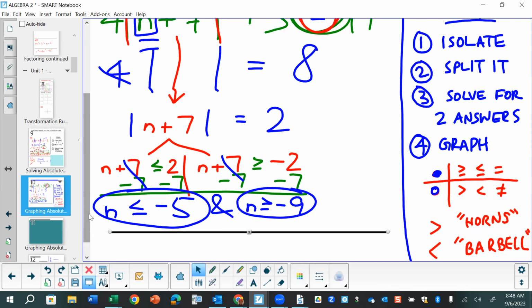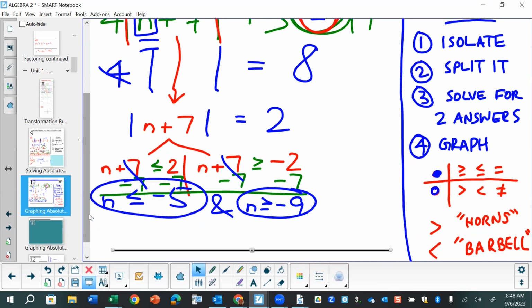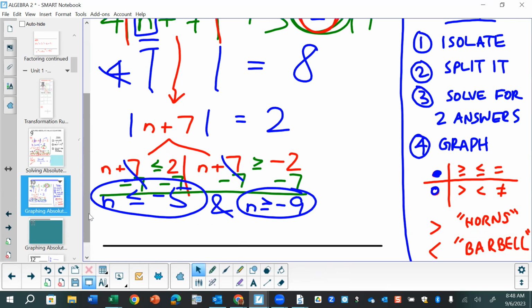So here we go. Get this done. There we go. All right. So what kind of circle do I need for this first one? Open or closed? So I got closed at -5. Be a good labeler. Actually, yours has all the numbers on it. And what kind of circle at -9? Also closed.